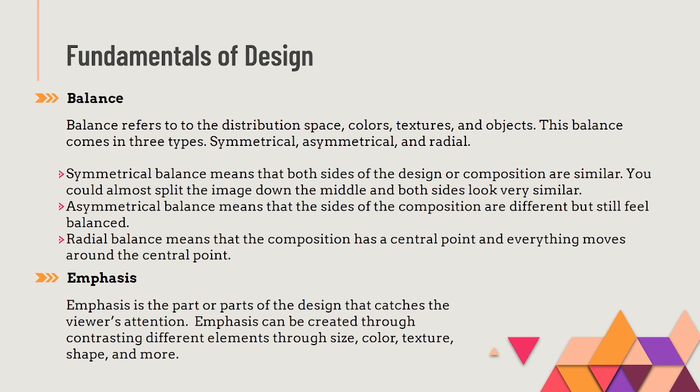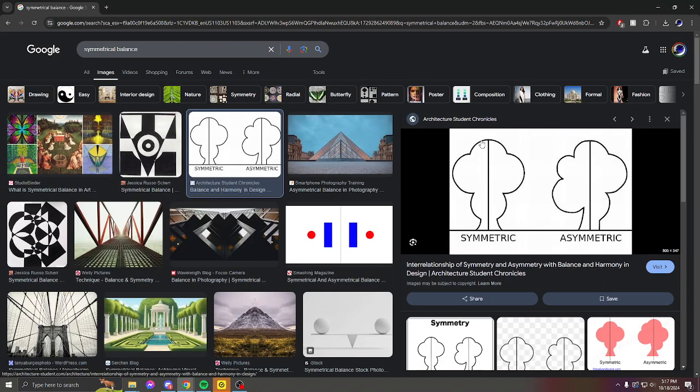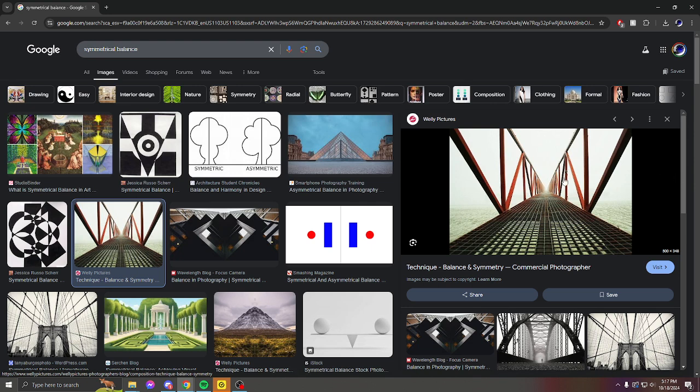Let me see really quick if I can get some examples of these for you guys. Images. Okay, so this is actually really good because this shows symmetrical, so you can see how you can split it down the middle, and then this shows asymmetrical, so one side is different from the other. So you can see this is a really good example of symmetrical balance. So both sides feel perfectly balanced because you can fold it down the middle and you will get the same result on both sides. And because of that, they're balanced.